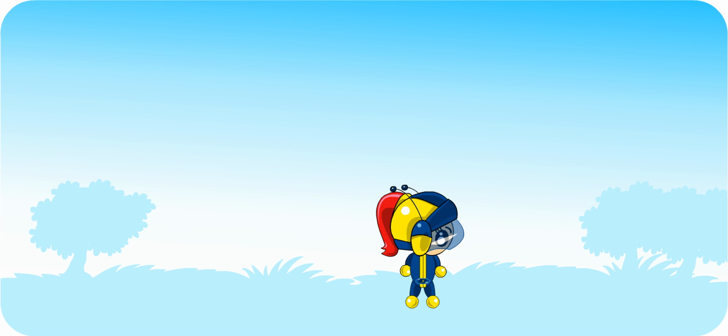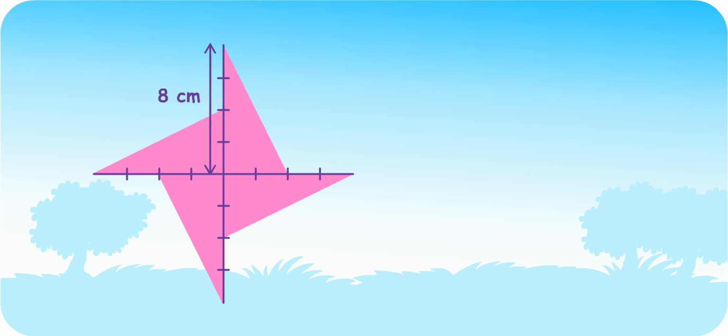Now, let's look at this shape. Do you think you can find its area? I can't. Well, sometimes we can make use of what we know about finding the area of a triangle to find out the area of other shapes which are made up of triangles. This shape is made up of 4 of the same triangles. To find its area, we have to find the area of one triangle and then multiply that area by 4.